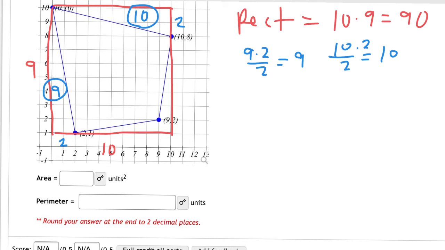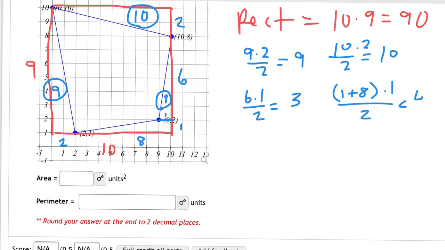Then if you look over here on the side, I might split this part up here. So you've got a little triangle here. If you look at the height of that, that's just 6, and then it's 1 across. So 6 times 1 divided by 2, I'd get 3 for that triangle. And then there's a trapezoid on the bottom. The trapezoid has a height of 1, it's got a base of 1, and the other base is 8. For my trapezoid, I would add my bases together, multiply by my height, and then divide by 2. So for that one, I get 4.5.